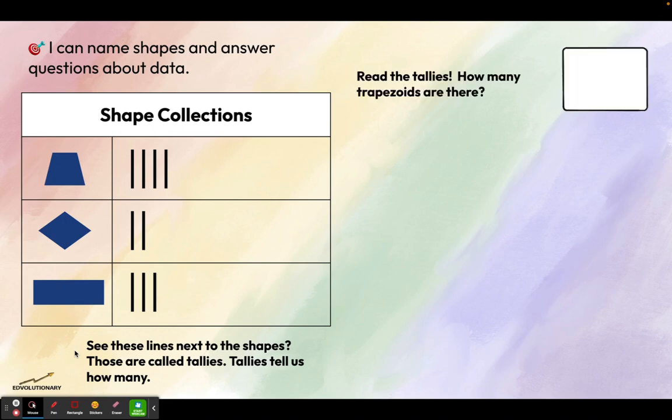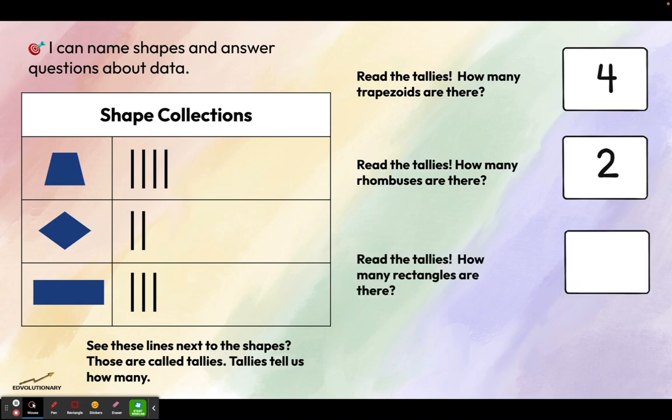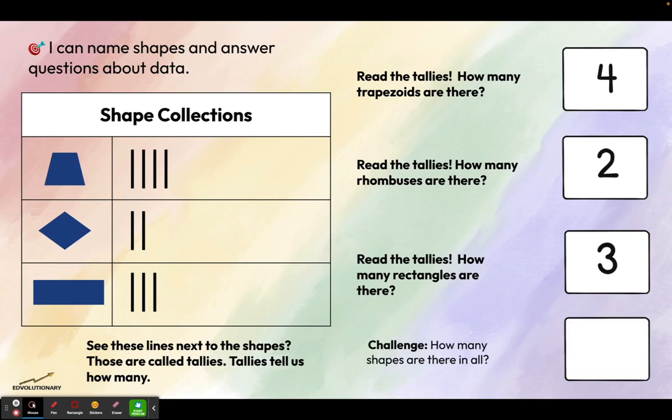So I'm going to ask you some questions about these shapes. Read the tallies. How many trapezoids are there? Remember, trapezoids are the first one. Write it on your board. Ooh, yeah, that's pretty easy to see. I see 4 tallies. Yep. What about the next one? Read the tallies. How many rhombuses are there? That's probably pretty easy to subitize too. How many do you see? Yep, there's 2. And rectangles. How many rectangles are there? Yep, that's 3.